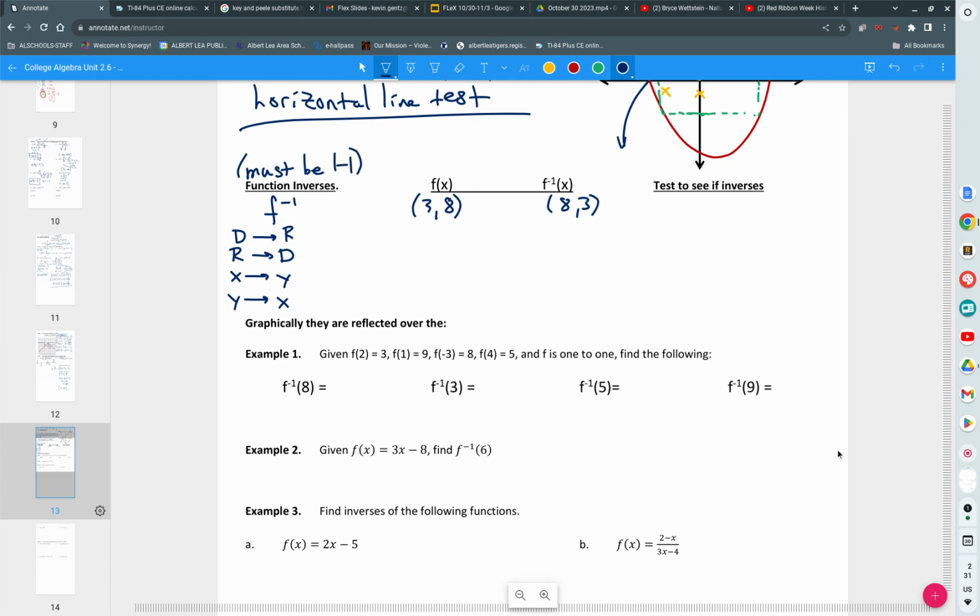Now, to try to make a point here. Being this is a function, I could say f of something gives you something. We always put an x value in there, and we always get a y value right there. So f of 3 is equal to what? 8.